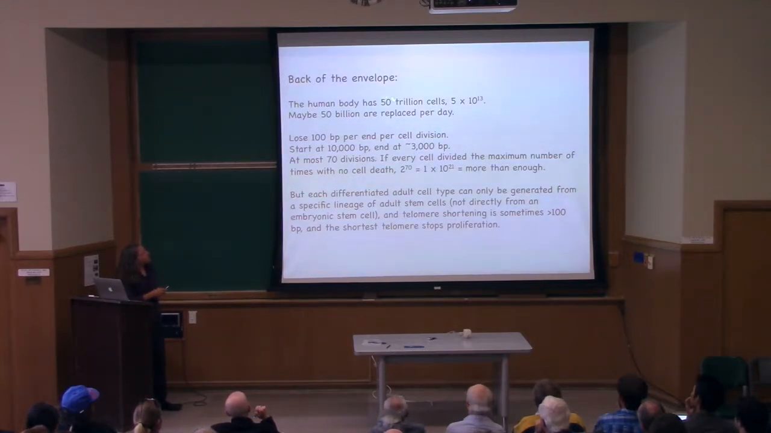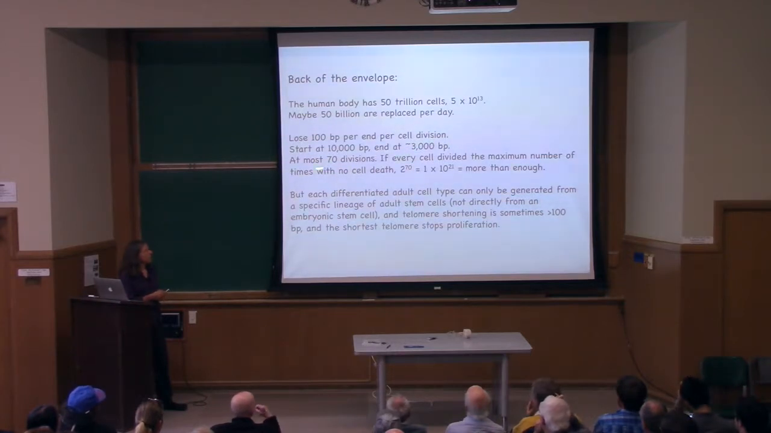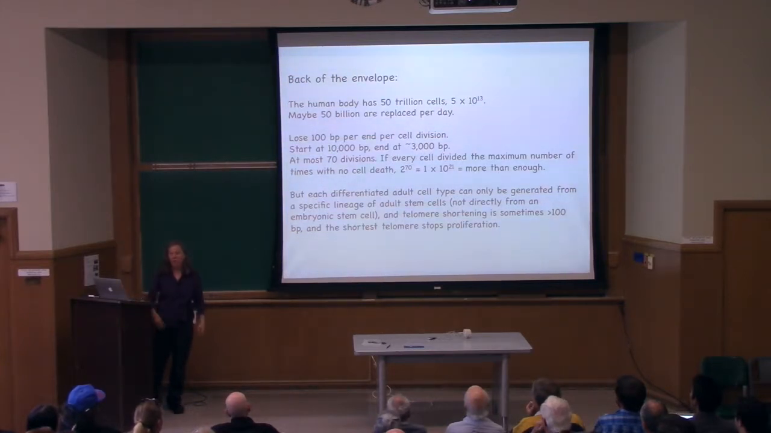And you assume that the human body has 50 trillion cells, and about 50 billion of those are replaced per day. If you make 50 trillion cells and replace them, how much division would that take? So if you lose 100 base pairs per cell division, and you start with 10 kilobase pairs, and you end, the short telomere can't get much smaller than 3 kilobase pairs, that's 70 divisions. So if every cell divided its maximum number of times with no cell death, wow, that's a ton of cells. That would be more than enough for a long somatic cell life.